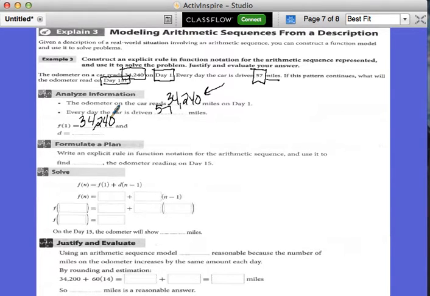But if we know the car is driven every day, we know that after this, the car will be driven 57 miles, so this will go up by 57. Then after this, the next day, it'll go up another 57 and 57 and 57. So we can say that 57 is our common difference. Okay, so now we can start to write our explicit rule because we know our f of 1 and we know our common difference.